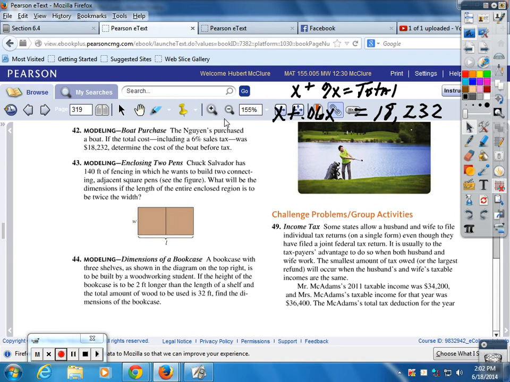Chuck Salvador has 140 feet of fencing in which he wants to build 2 connecting adjacent square pens. What will be the dimensions if the length of the entire enclosed region is to be twice the width? I'm going to let y'all work on that one.